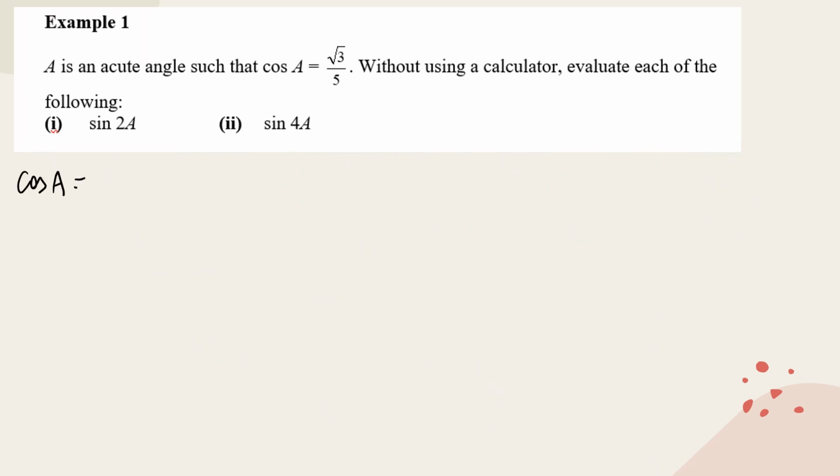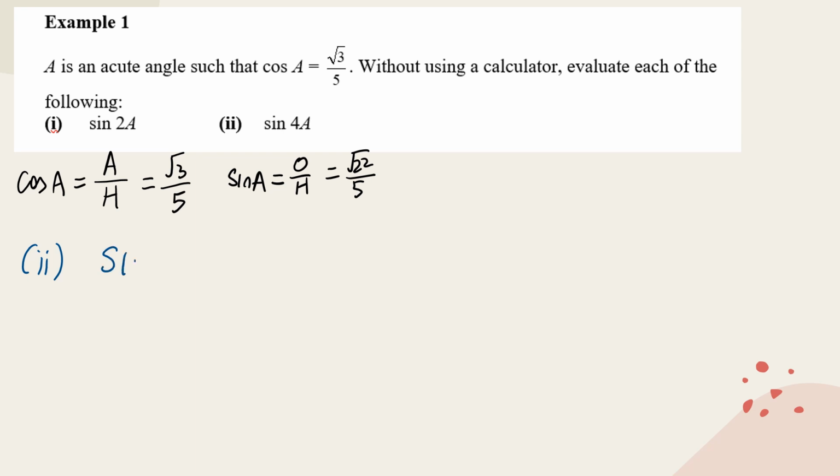Alright, so from part 1, we have managed to find the answer for sine 2A, also the answer for cos A, and the answer for sine A. Right, so for part 2, let's write down the double angle formula for sine 4A. So that would be 2 sine 2A cos 2A. Remember that the angle on the right-hand side will be half of the angle on the left-hand side. So half times 4A is 2A. Hence, your sine 4A is 2 sine 2A cos 2A.